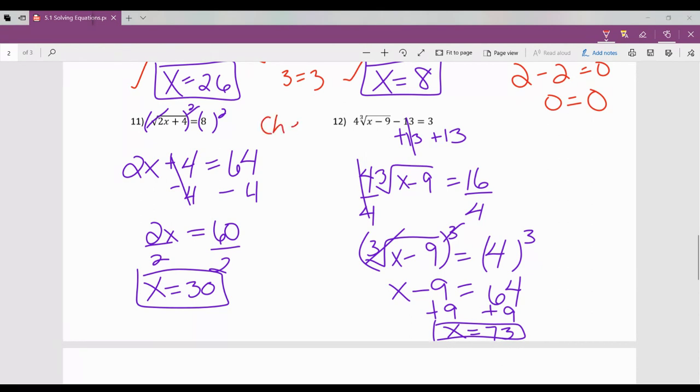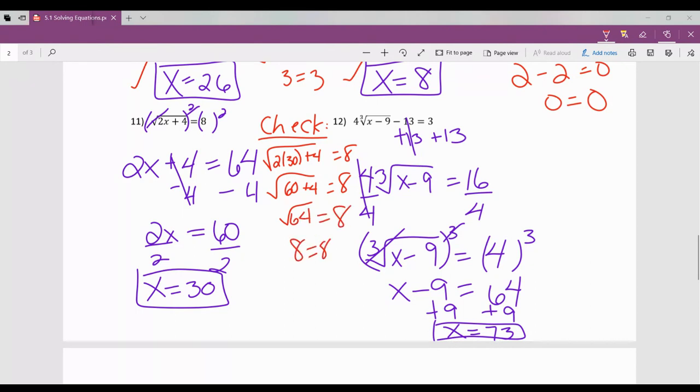All right, now we got to check that out to make sure they both work. So to check, we've got the square root of 2 times my x, which is 30, plus 4. Does that equal 8? All right, so that's the square root of 60 plus 4. Does that equal 8? The square root of 64. Does that equal 8? Yes, it does. All right, this one works.